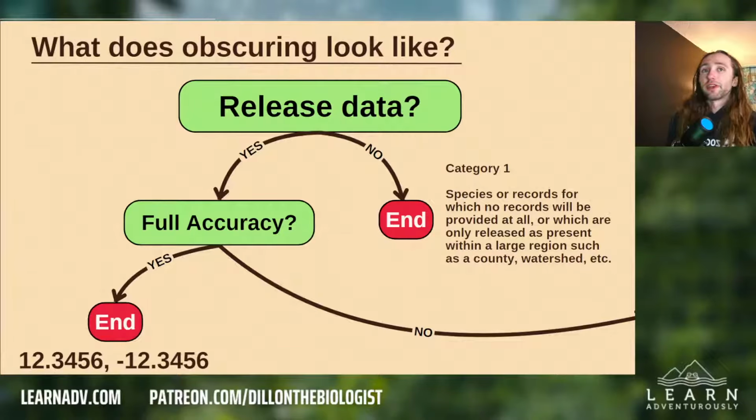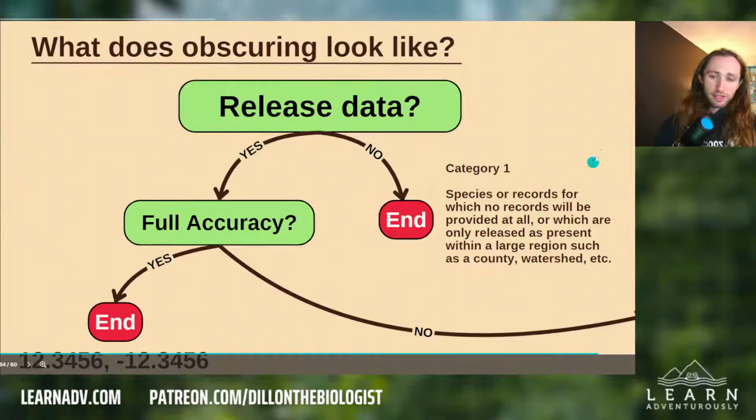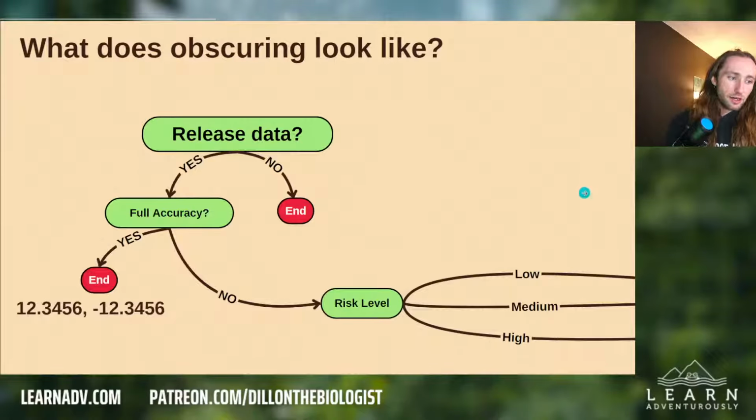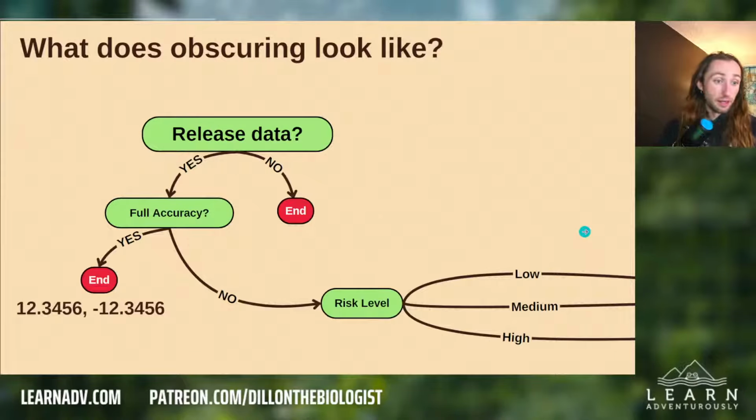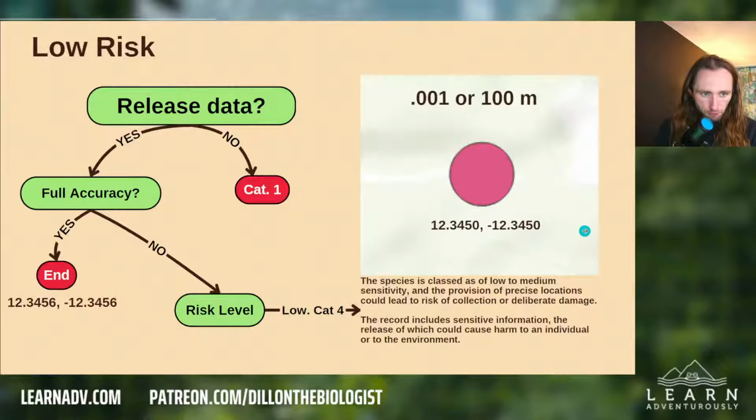If you're going to release the data, you're going to determine, can we release with full accuracy? Maybe it's a red-eared slider out in the American Southeast, and they're everywhere, and everyone knows they're everywhere, so you can just pop them in there with full accuracy, no problems. But where it gets interesting is from here, we're going to break it down into low, medium, and high risk. So this is that sensitivity we were talking about. Are the tags at low risk, medium risk, or high risk?